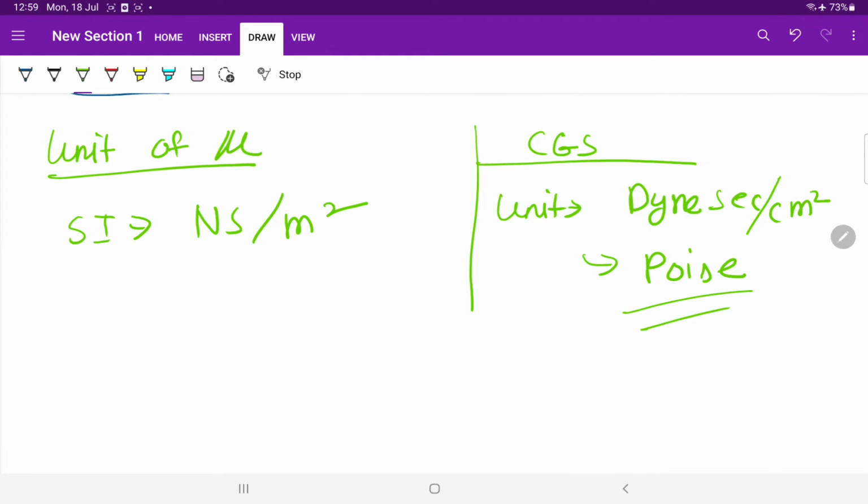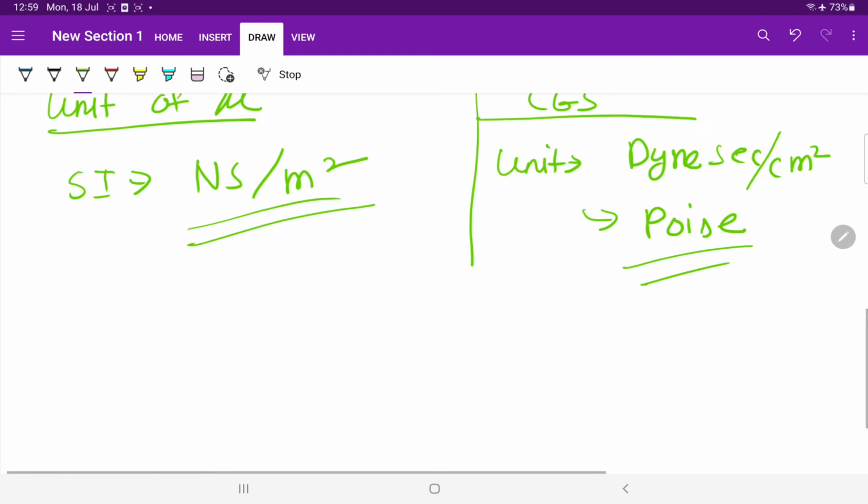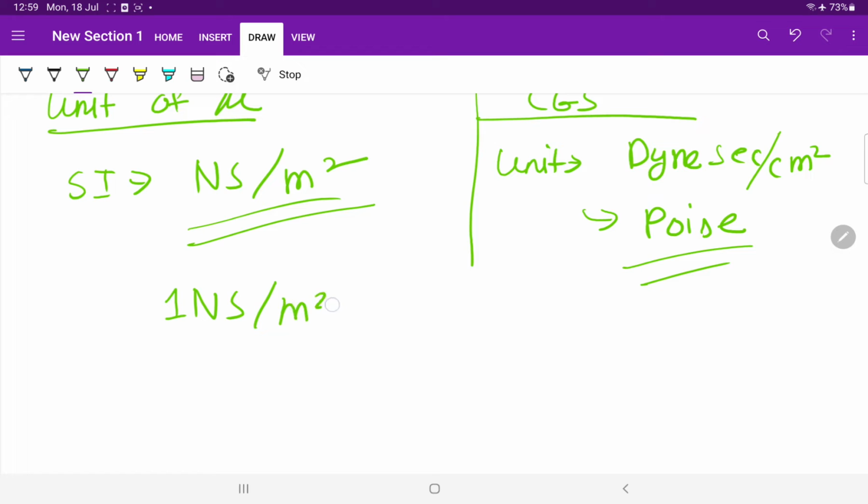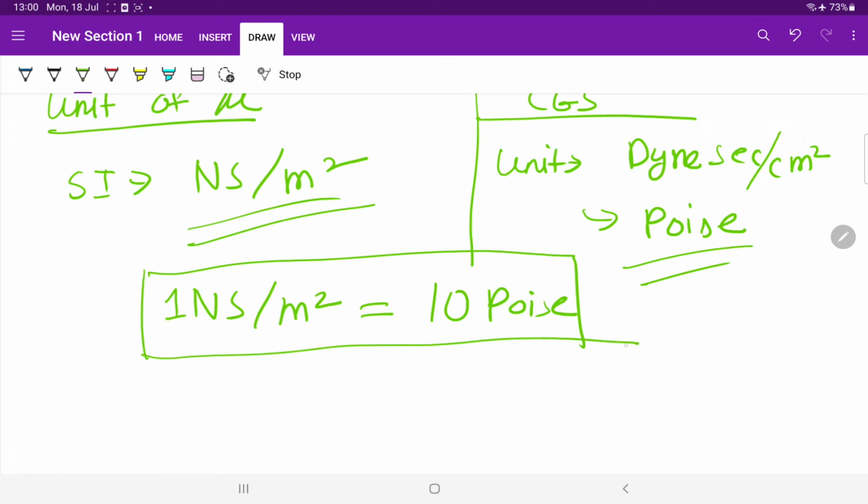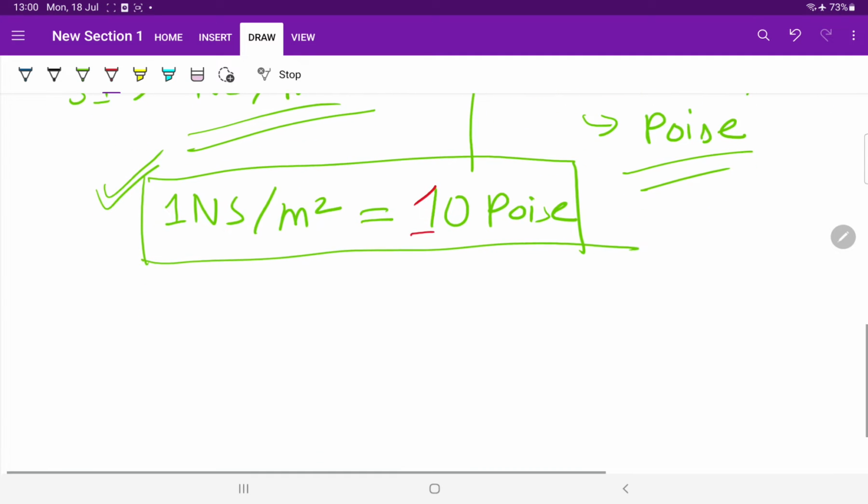You will find these two units most commonly used, but whenever you do a numerical, always convert to Newton second per meter square. So if in a question the values are given in poise, we need to convert. You need to remember this relation: 1 Newton second per meter square is equal to 10 poise. Then you will be able to solve all numericals, right?